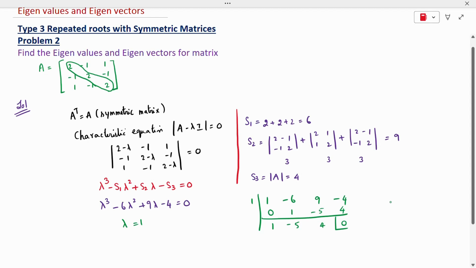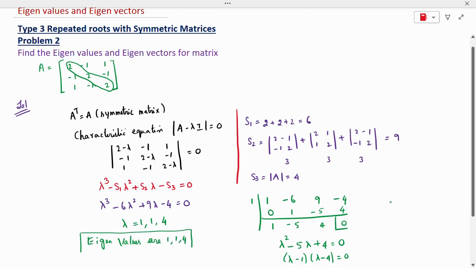The other two eigenvalues you have to find using this equation. Write it in equation format: lambda square minus 5 lambda plus 4 equal to 0. So lambda minus 1 into lambda minus 4. Check it: it is lambda square minus 5 lambda plus 4. Lambda equal to 1, 1 and 4. So 1, 1 and 4 are the eigenvalues.